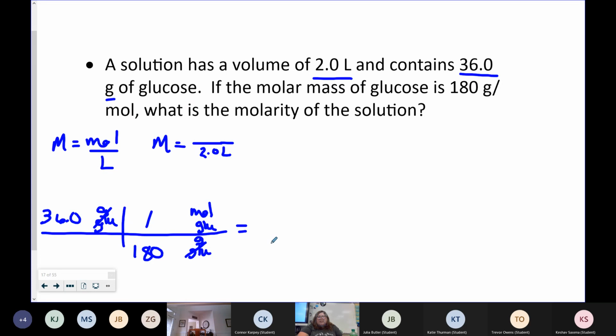So we have to do the 36 divided by the 180. So that's 0.2 moles. That's going to be our top number in our molarity equation. Then to find molarity, we do the 0.2 moles divided by 2 liters. And that gives us 0.1 molar as our molarity. Sorry, I circled it and the decimal disappeared a little bit.